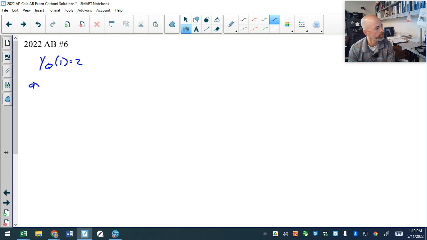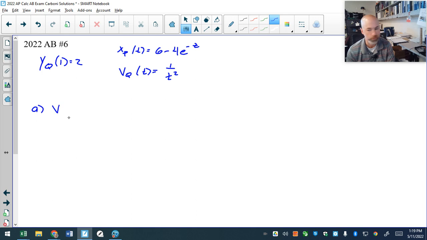Okay, I think I will write this down. So my position of particle P is 6 minus 4e to the negative t. My velocity of particle Q is 1 over t squared. All right, so A is simply asking you to find the derivative of the position of particle P. So the 6 would zero out. I'm going to leave the negative 4, and the derivative of e to the negative t is negative 1, e to the negative t, which would clean up to just 4e to the negative t.